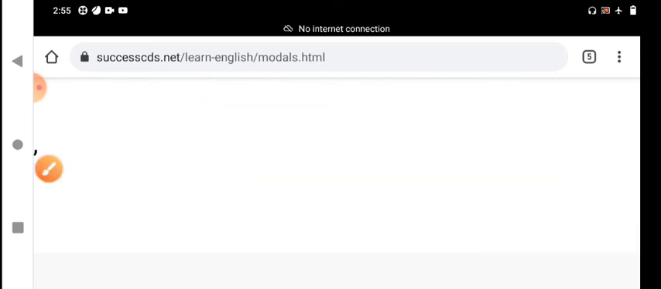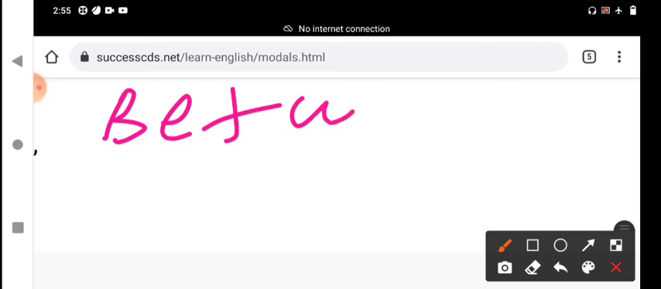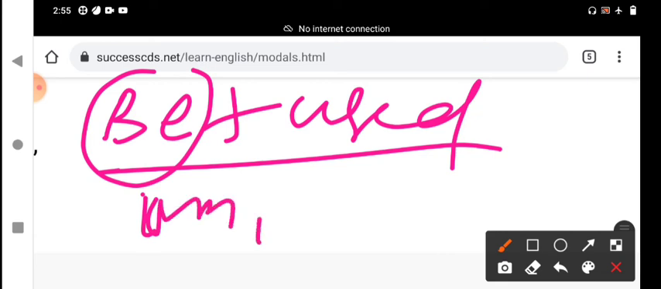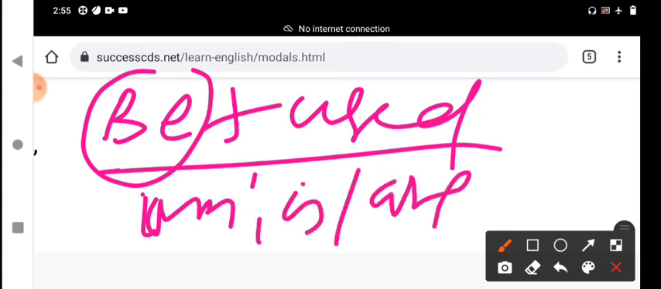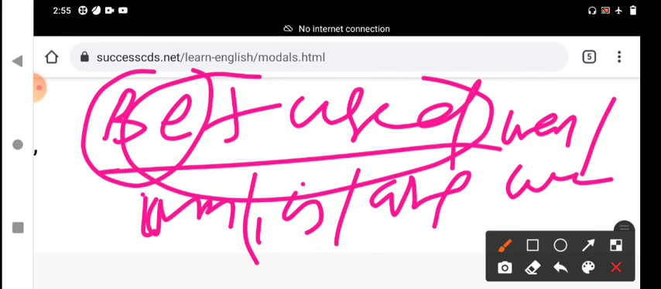One more usage is there, the last usage, you should understand. One more usage is there: be plus used to. It is more important. What is the meaning of be form? Am, is, are. Past tense forms are was, were. Be plus used to is one of the structures in the English language. I will give you one example.